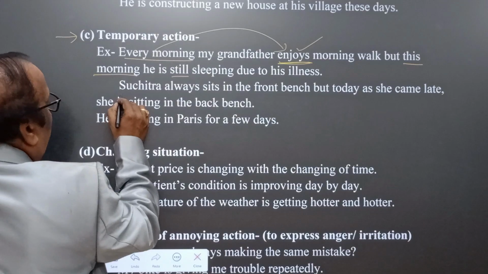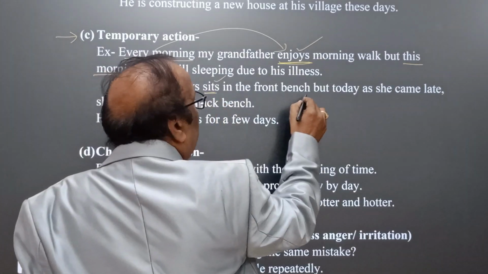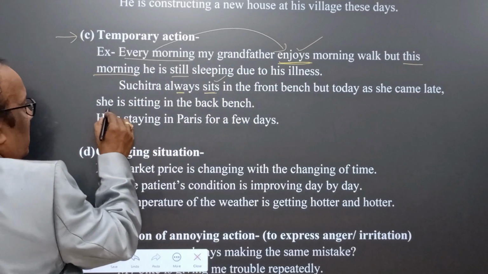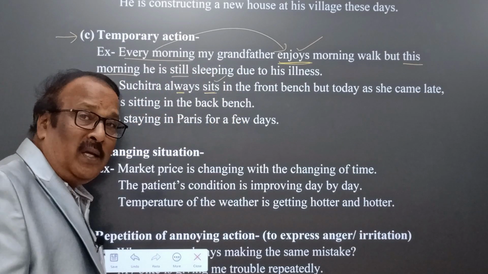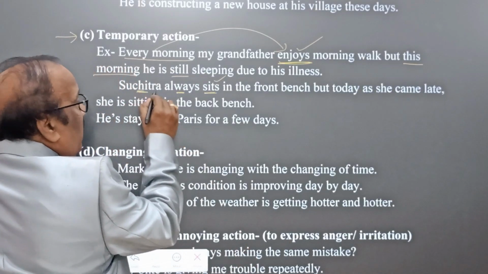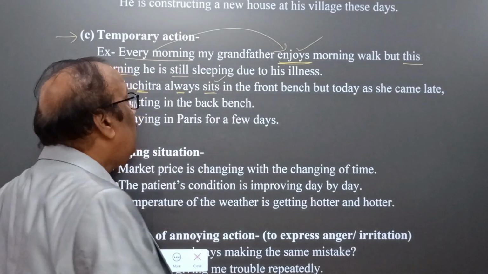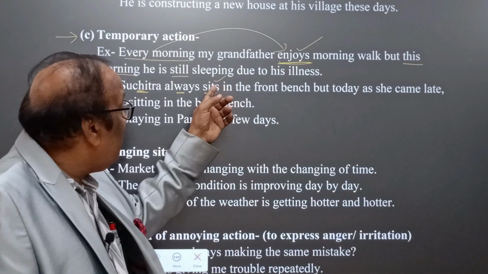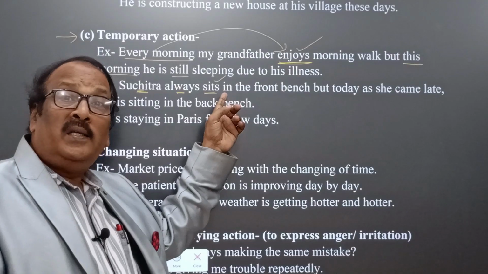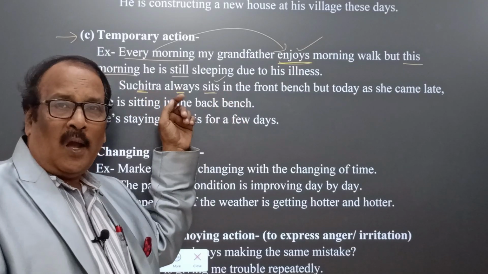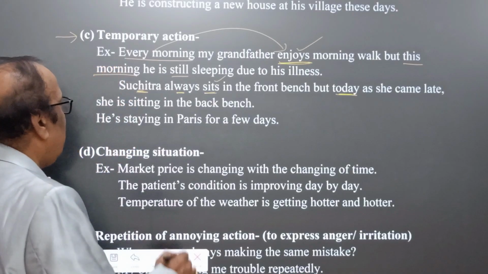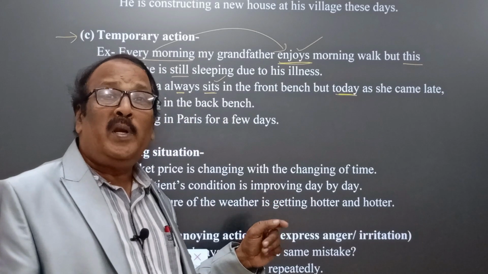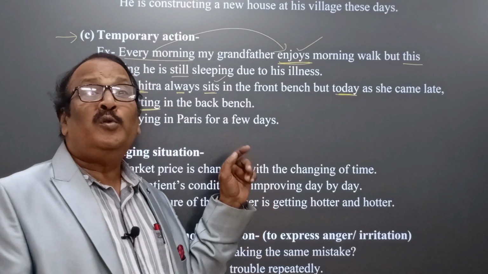Another example, Suchitra always sits in the front bench, but today, as she came late, she is sitting in the back bench. As Suchitra is in third person singular number, here sits has been used. Okay, this indicates a permanent sitting position of Suchitra. But today, as she came late, she is sitting in the back bench. This is the temporary action of sitting of Suchitra.